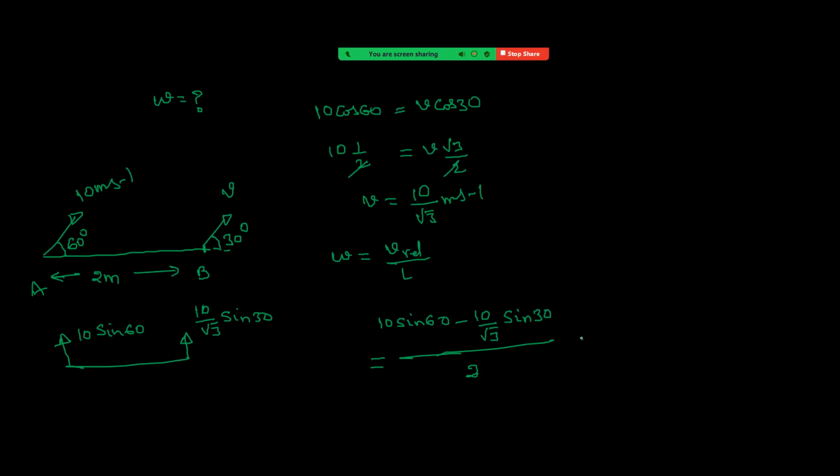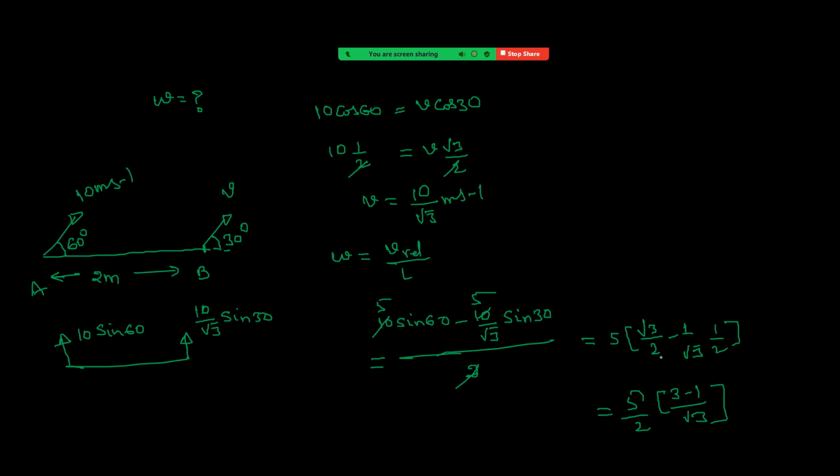10 sin 60. First of all, I am doing it, 2 cancels here. It is 5 and this is also 5. So take 5 outside. So sin 60 is root 3 by 2 minus 1 by root 3, sin 30 is 1 by 2. Again take 2 outside. 5 by 2. Remaining is root 3 into root 3, that is 3. 3 minus 1 upon root 3.